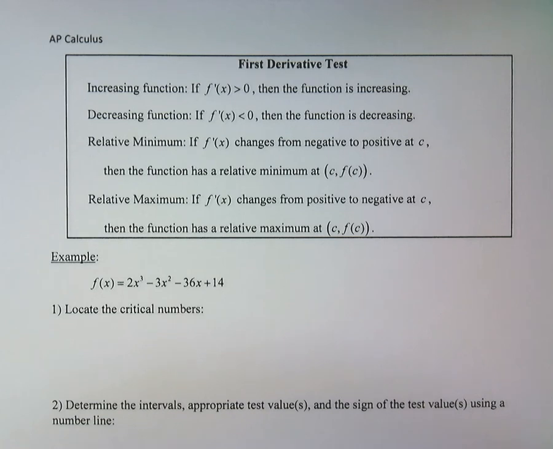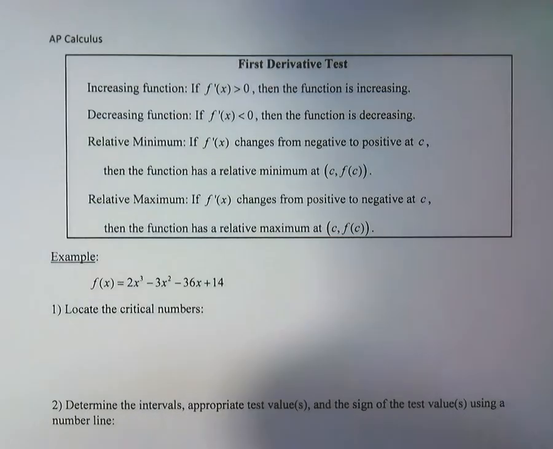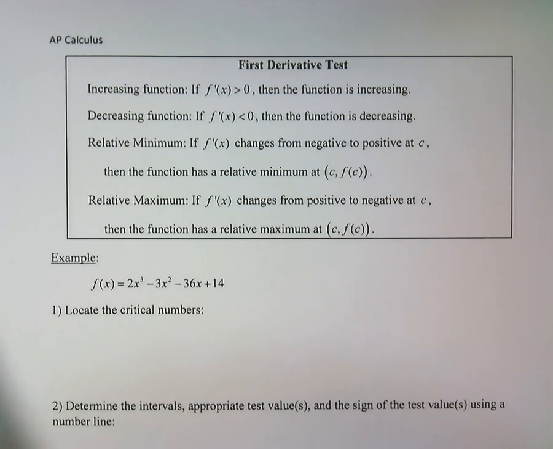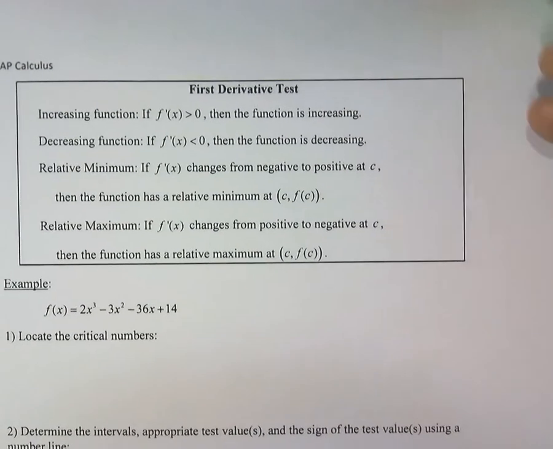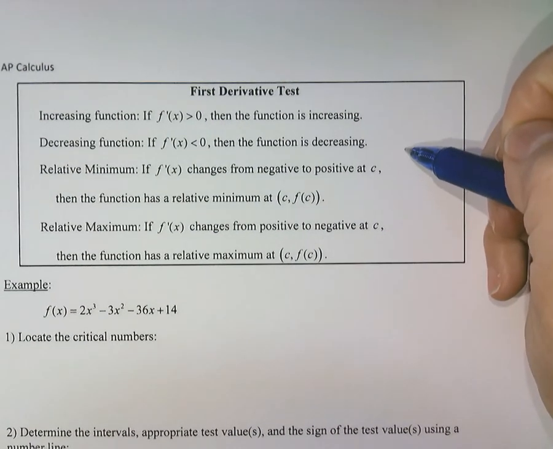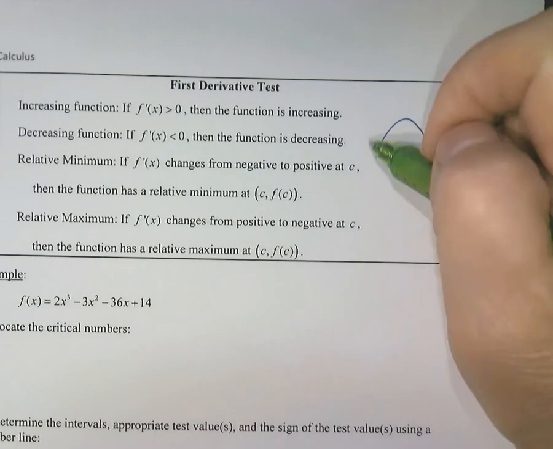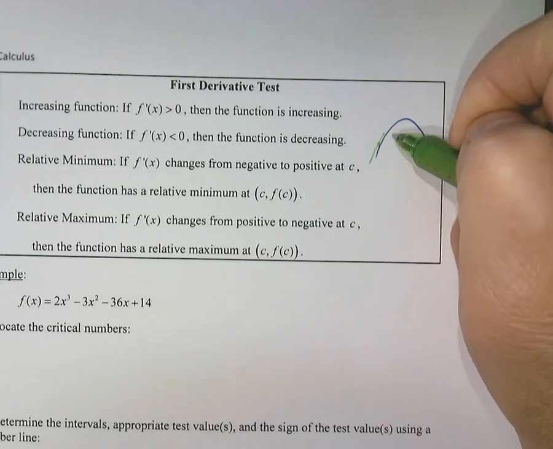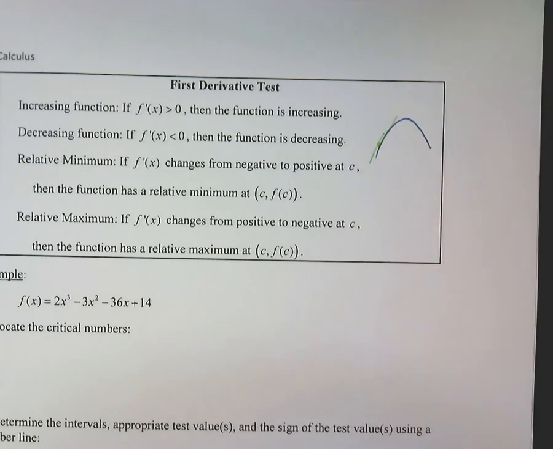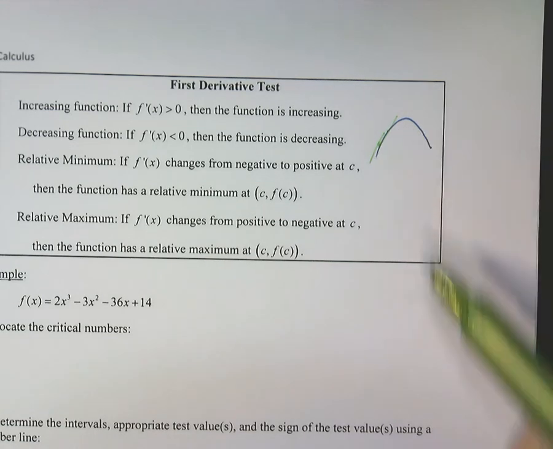So when a function is increasing, a tangent line is going to have a positive slope. So anywhere a function is increasing. So if I were to draw a function on here, let's look at a function. Let's just look at a parabola. If I were to draw a tangent line anywhere along here, that derivative is positive. The slope of that tangent line is positive. So this is when the function is increasing.